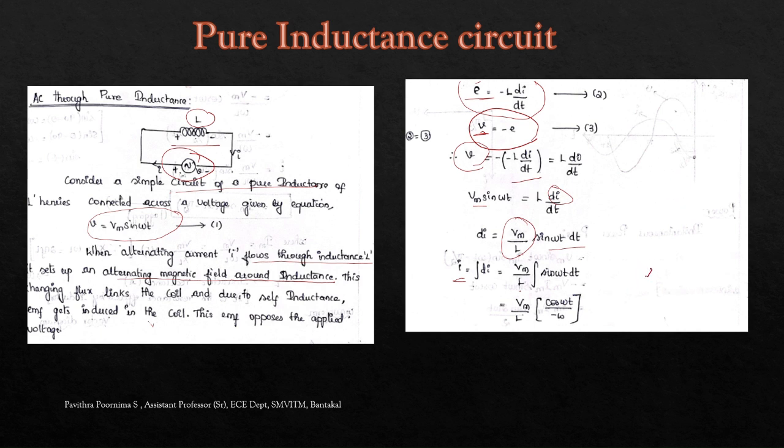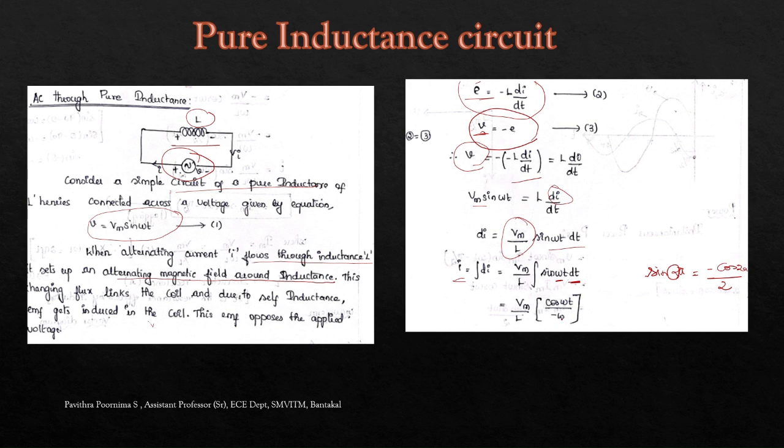Okay, so it's like the integration of sin 2a is minus cos 2a divided by 2. So the constant comes out, and we integrate sin omega t with respect to t. Omega is constant, so it is minus cos omega t divided by omega. So minus what we got in the previous equation, Vm by L omega cos omega t. If we take omega out, it will be Vm divided by omega L cos omega t.